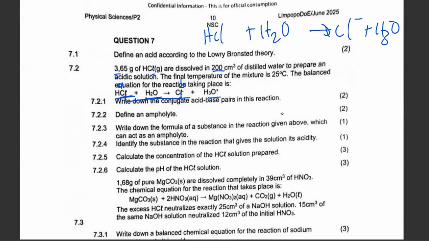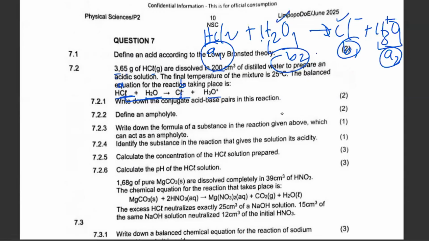So if this is acid 1, therefore this is going to be base 1. And then if this is acid 2, therefore this is going to be base 2. So I think now it's this, and then this, and that. So it must be that way. Hydrochloric acid and chloride ions, and then water and hydronium ions.